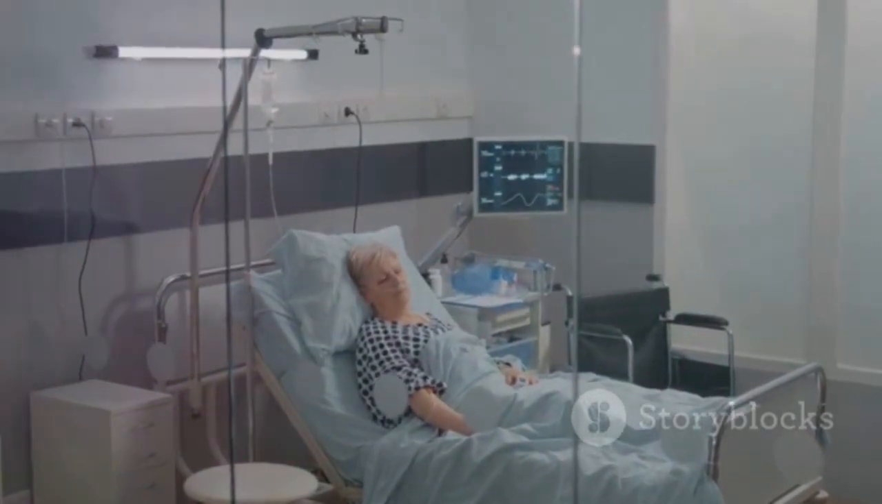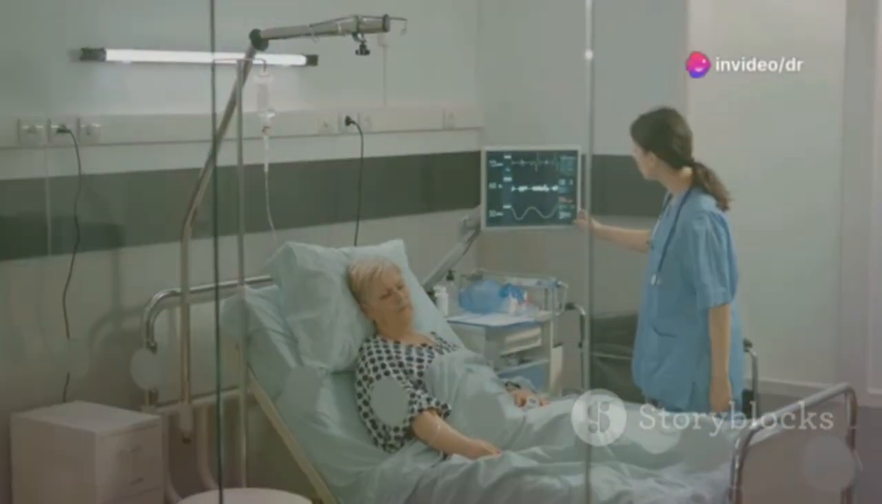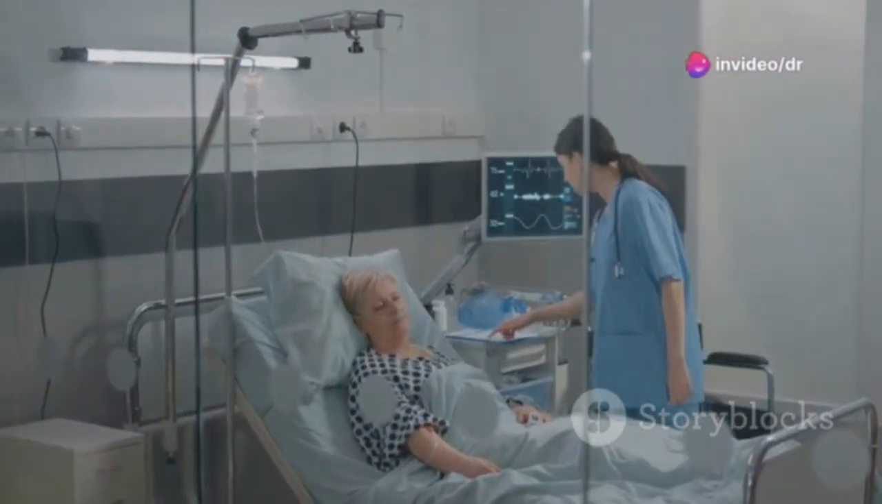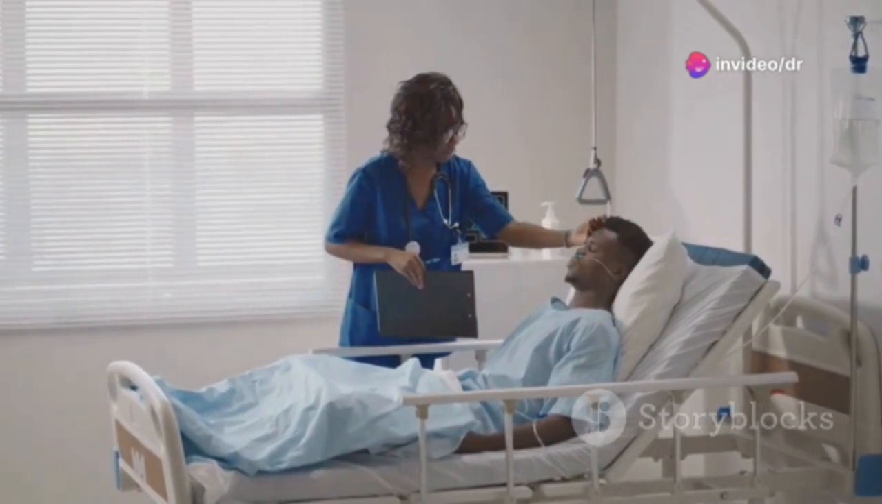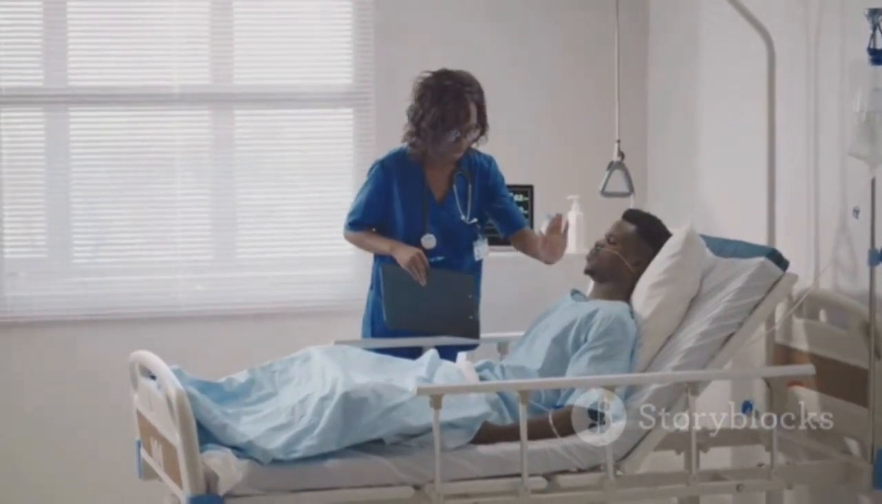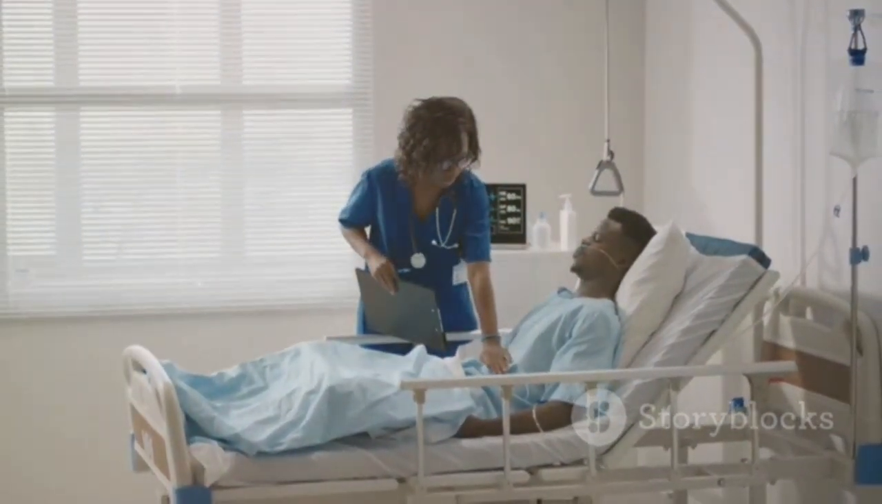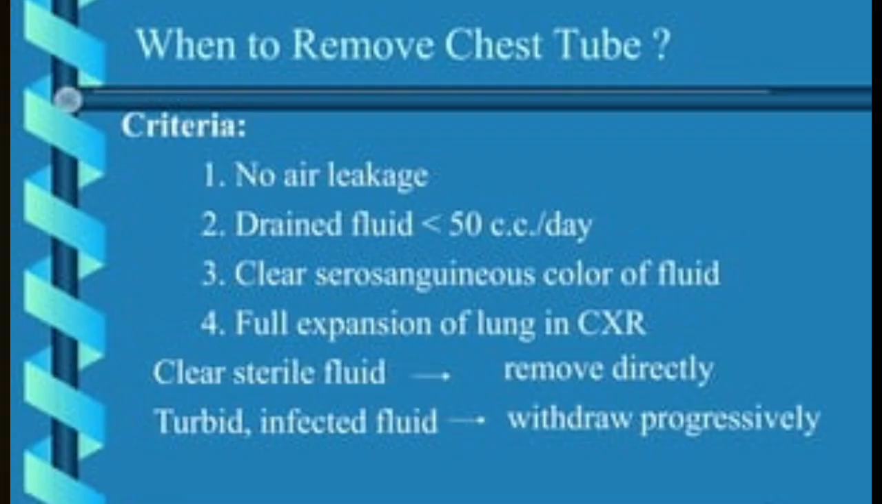Generally, a chest tube may remain in place for several days to a few weeks until the lung has fully re-expanded. In cases of pneumothorax, fluid or air drainage has significantly decreased or stopped, and the underlying condition has resolved or stabilized.